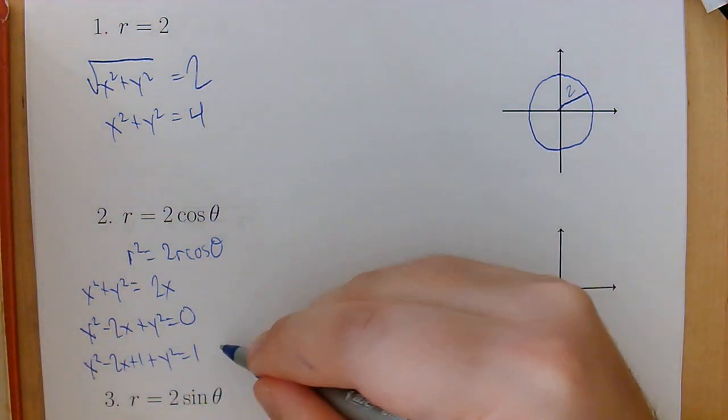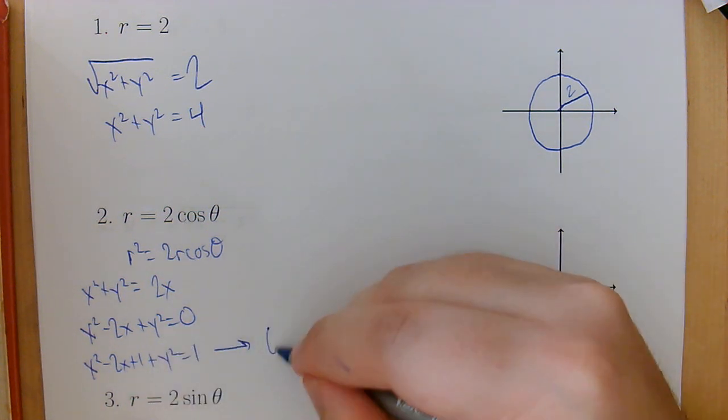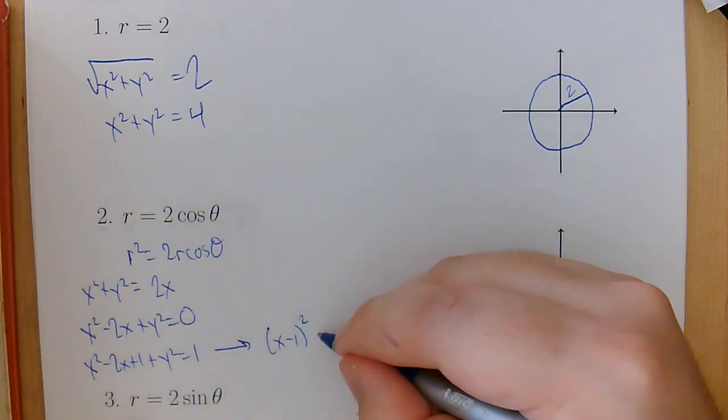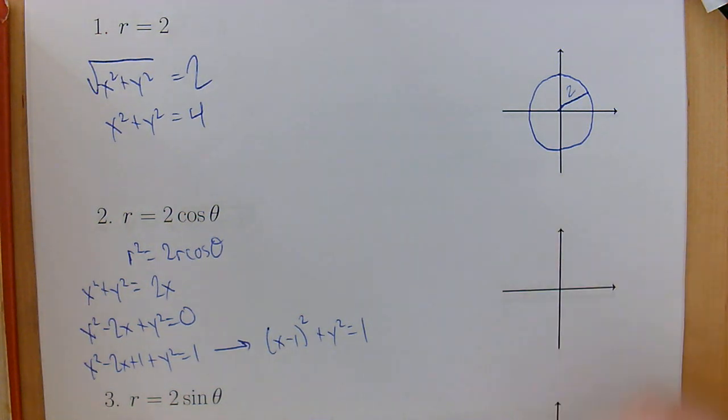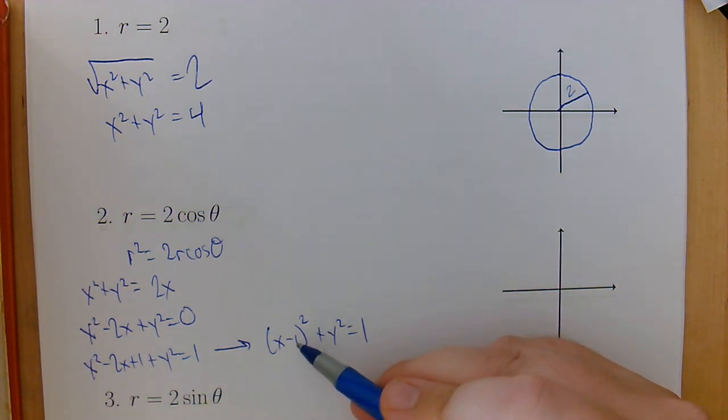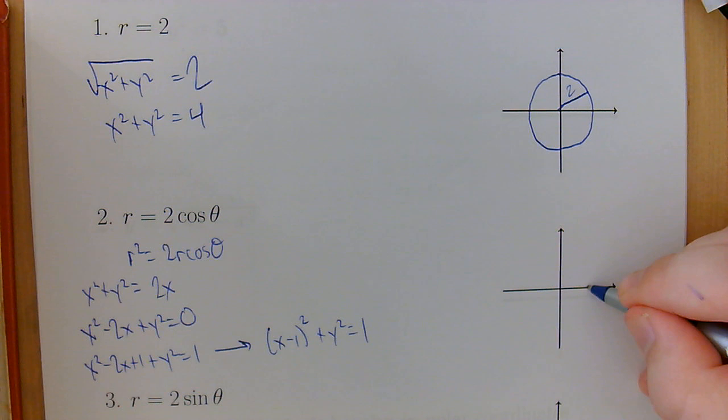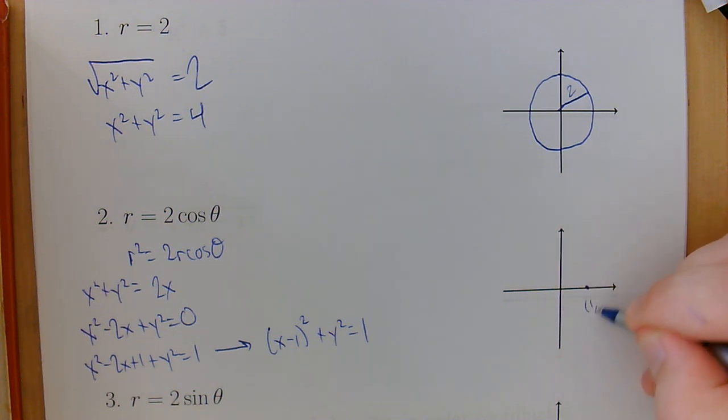All right, so we have 1 like that. And then this will factor. So we have (x minus 1) squared plus y squared is 1. All right, so then what is that telling us? This tells us that we have a circle of radius 1, but it's not centered at the origin. It's centered at the point (1, 0). So let's say this is (1, 0) right here.